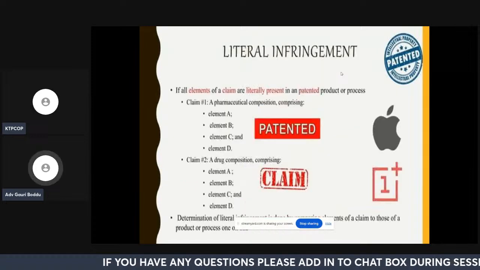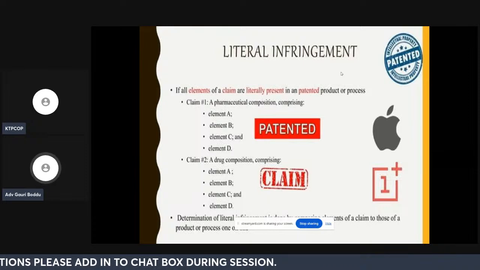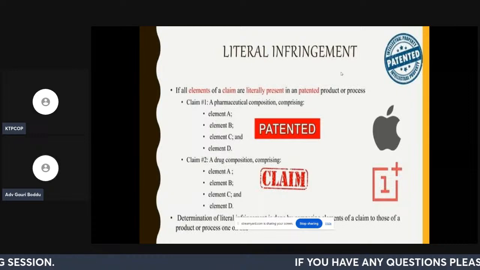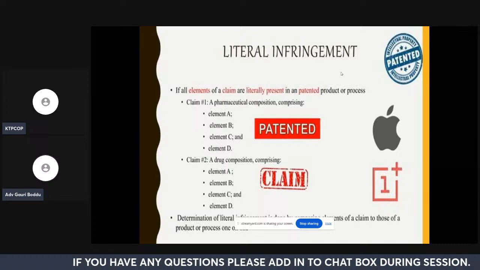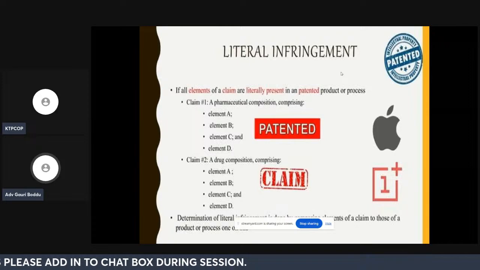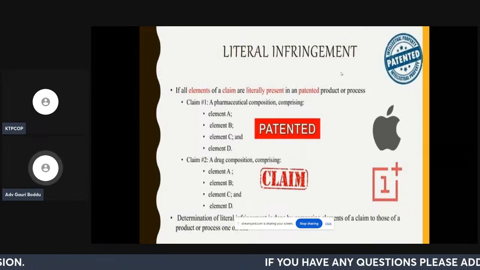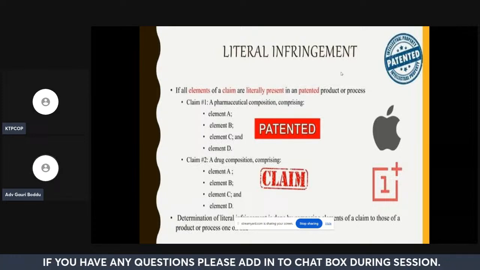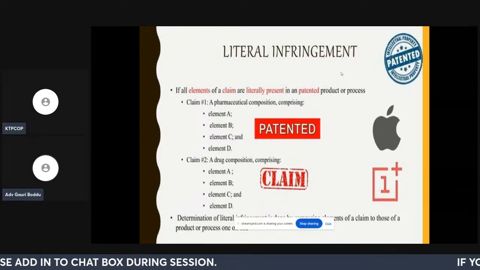So now next, literal infringement. Literal infringement occurs when an accused product or process directly falls within the scope of a patent's claim without requiring interpretation under the doctrine of equivalence. In this case, every element of a patent claim must be exactly present in the accused product or process. So, in literal infringement, there should be one missing component.